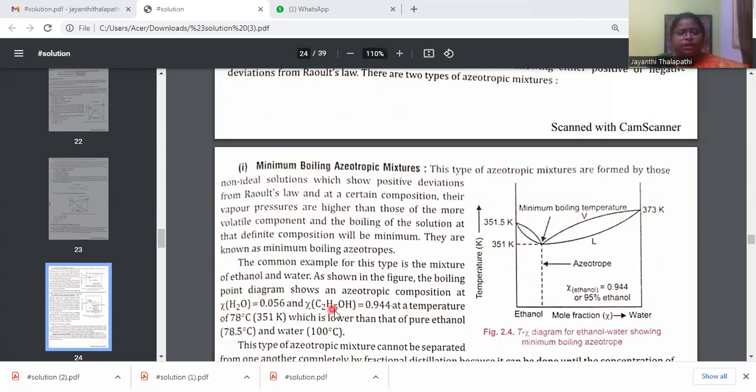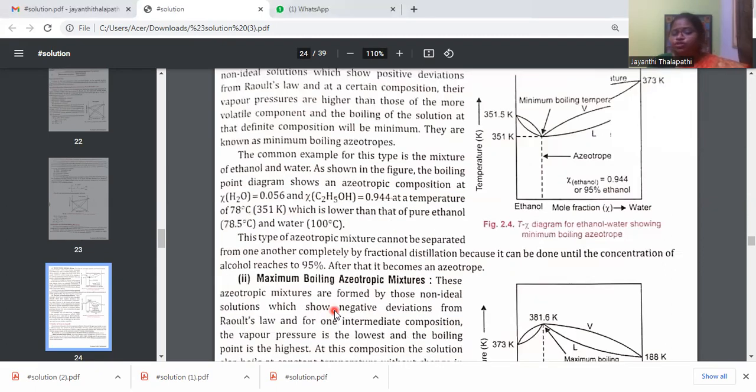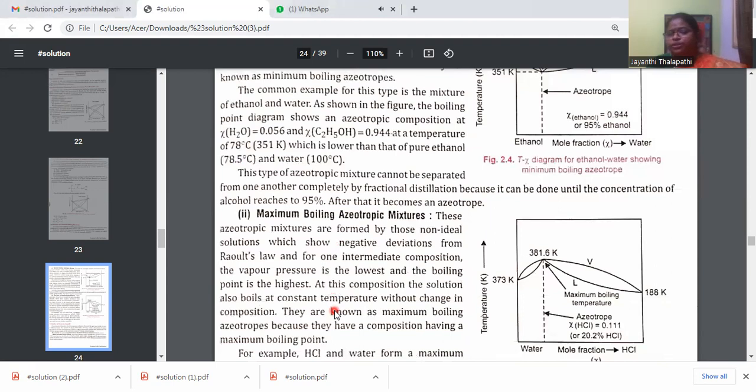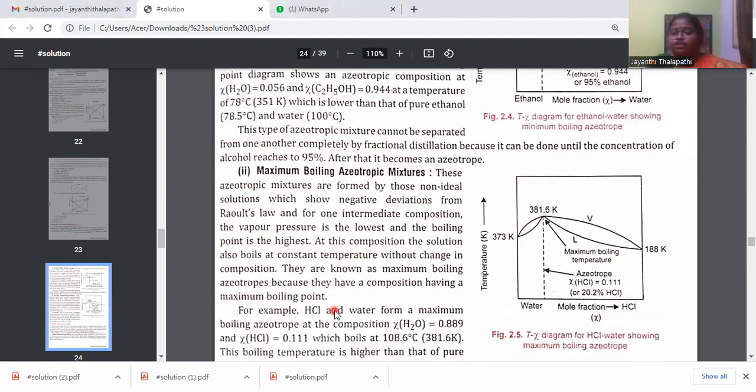Next, maximum boiling azeotropic mixture. Now over here, the boiling point increases relative to the components, right? So in the previous one, the boiling point decreases than the mixture. Over here, it increases. So this actually gives negative deviations.